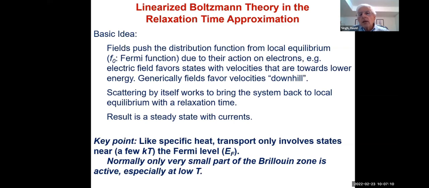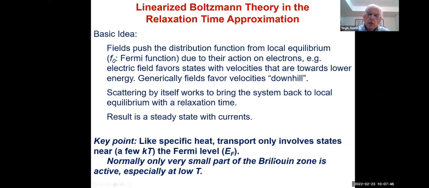And the other term is the scattering, which is characterized by relaxation time. And that tends to bring the system back to local equilibrium. And so one obtains a steady state, and that steady state has currents. And so by relating the fields and the currents, one obtains the transport coefficients. So I'm not going to go much more into detail into the underpinnings of Boltzmann transport, but I can recommend some various references, and you can find some references in the BoltzTraP paper.